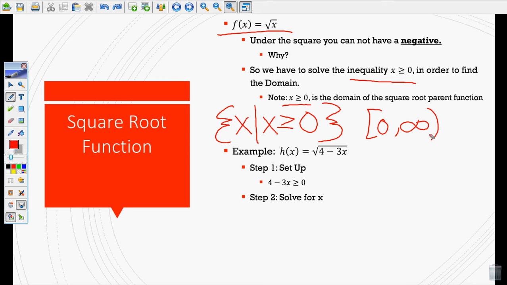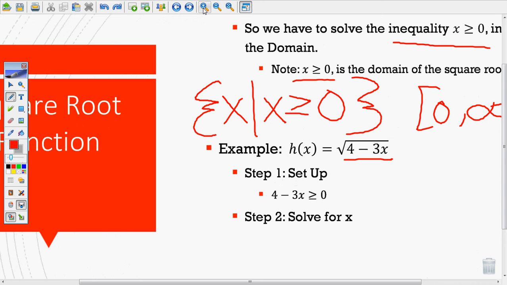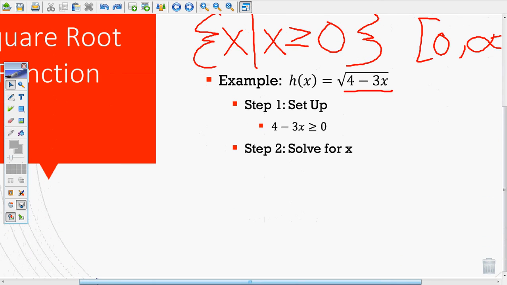All right, we're going to practice. So there are 2 steps. Step 1 is to set up. When you set up, it's always going to be what's under the square root is greater than or equal to 0. Yeah, we're going to do the example, unless you don't want an example. If you don't want it, I can't force you to write it, but I strongly suggest it.